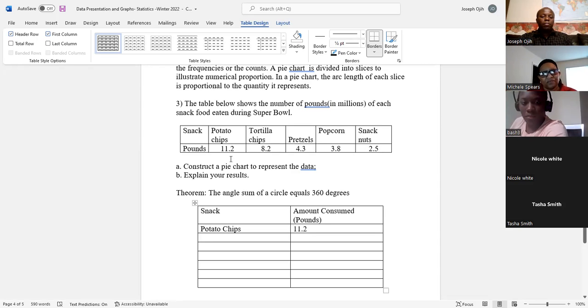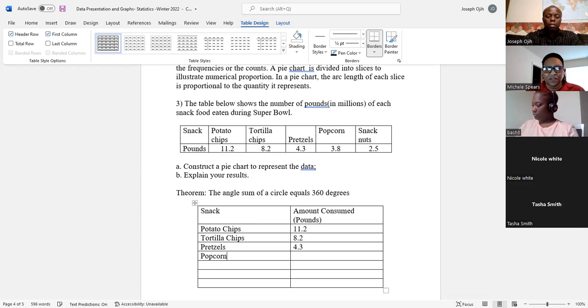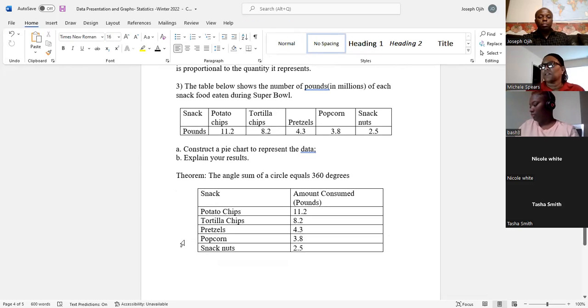Then we have tortilla chips. We have 8.2 pounds. So we got pretzels. We got 4.3 pounds. Then popcorn. And we got 3.8 pounds. We got snack nuts, which is 2.5 pounds consumed. So now we can put this in Excel.